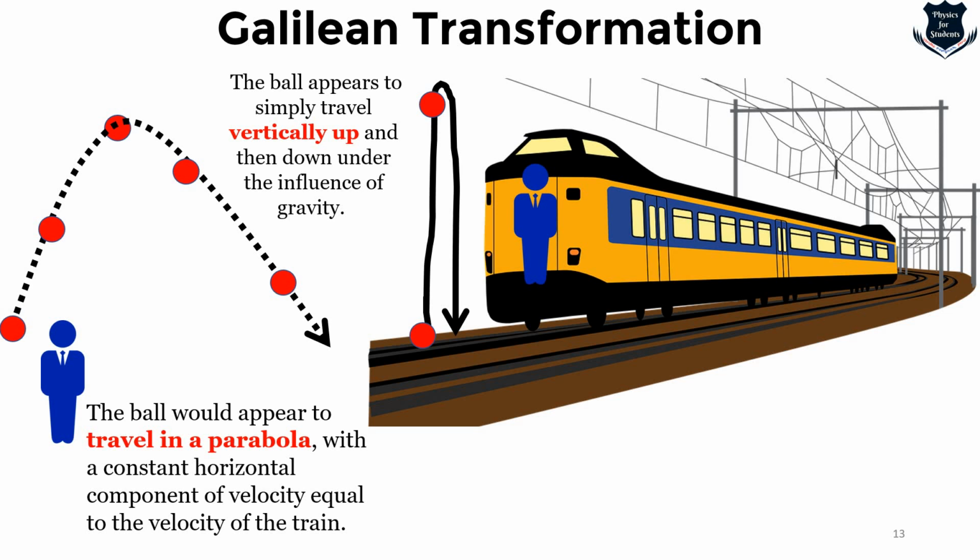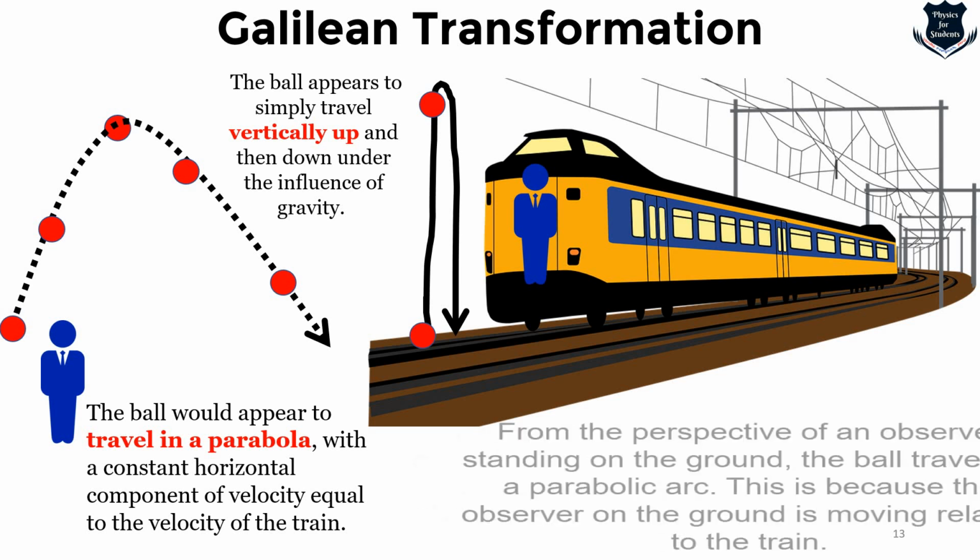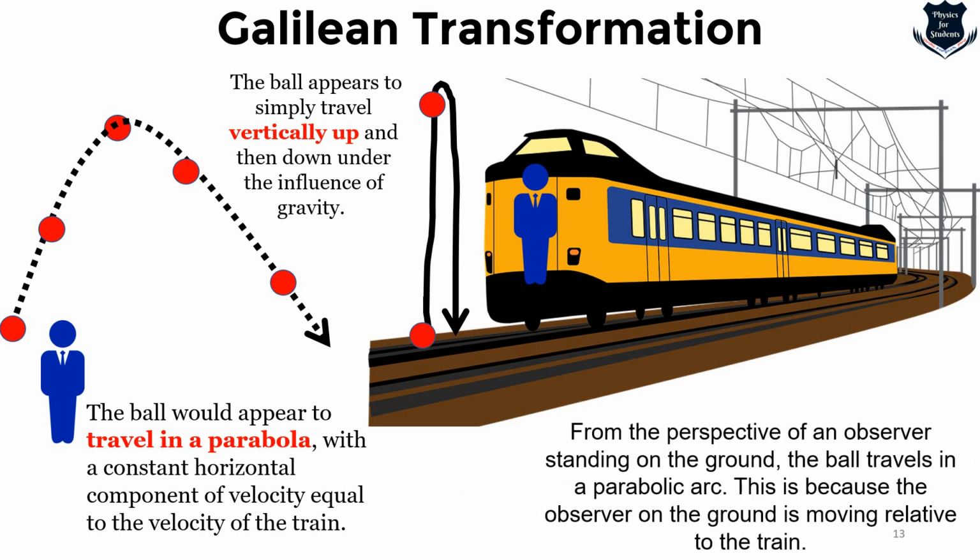We also saw this example, that the ball which is going up, as observed by a person within the train, would appear just like a parabola. So from the perspective of an observer standing on the ground, the ball travels in a parabolic arc, and this shows that the observer on the ground is moving relative to the train.